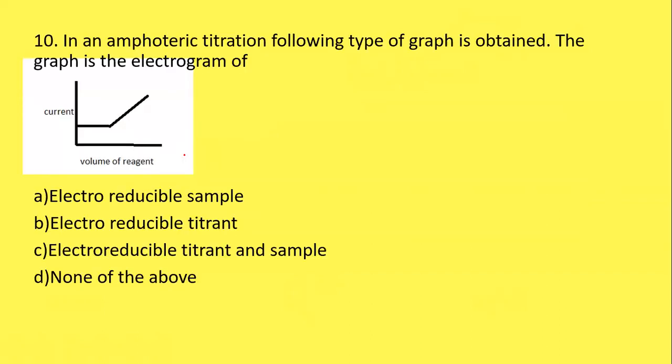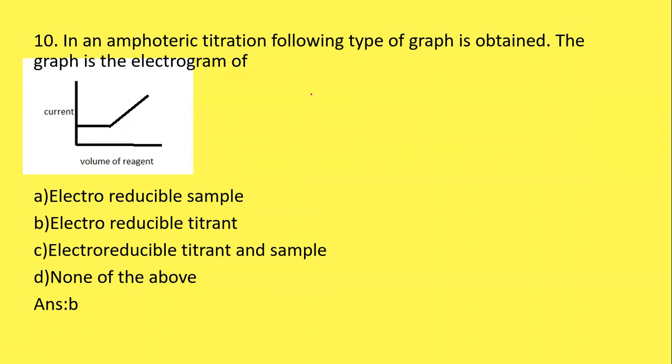Next question. In amperometric titration, the following type of graph is obtained. The graph is the electrogram of this titrant, with current on the axis. So this type of graph is obtained. Option A, electroreducible sample. Option B, electroreducible titrant. Option C, electroreducible titrant and sample. Option D, none of the above. The correct answer is option B, electroreducible titrant.